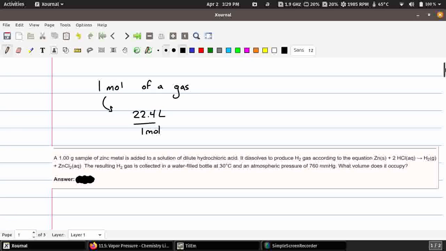Something important that you need to know, because this is going to come into play later. I'm going to give you this conversion factor: 1 mole of gas is equal to 22.4 liters. That's the standard conversion factor for gas.